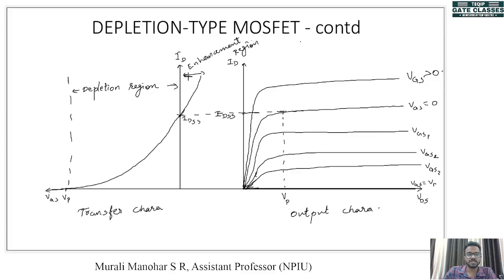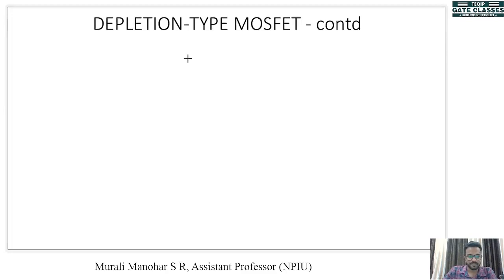And the operation in this is enhanced operation. So in depletion region and enhancement region, this device will obey Shockley's equation. That means ID is given by IDSS into 1 minus VGS by VP the whole square.